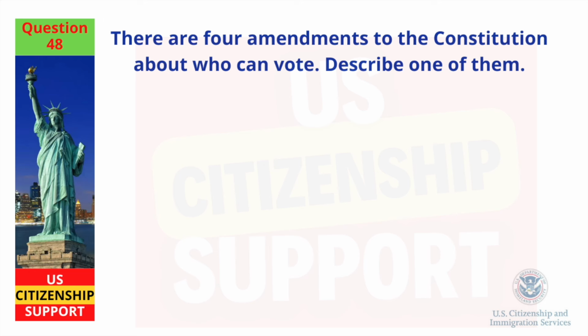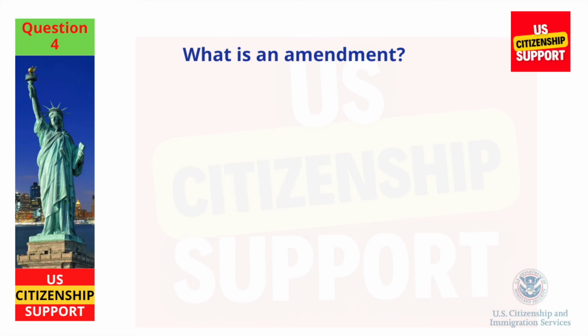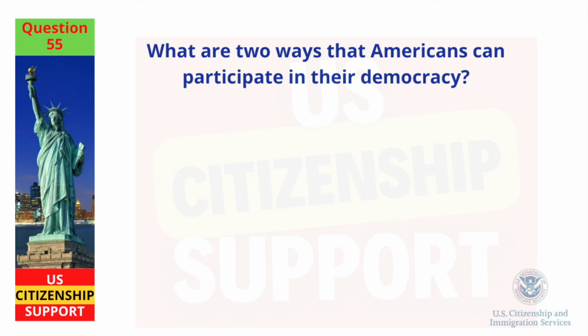There are 4 amendments to the Constitution about who can vote. Describe one of them. Citizens 18 and older can vote. What is an amendment? A change to the Constitution. What are two ways that Americans can participate in their democracy? Vote. Join a political party.